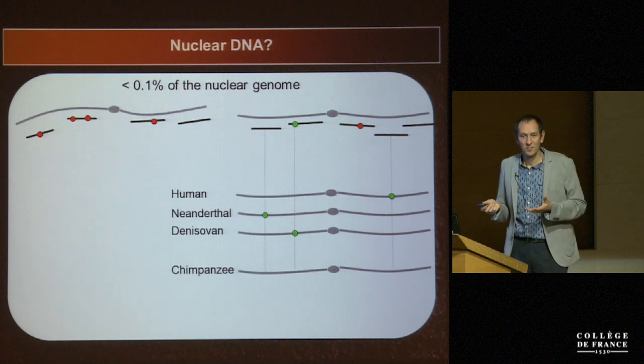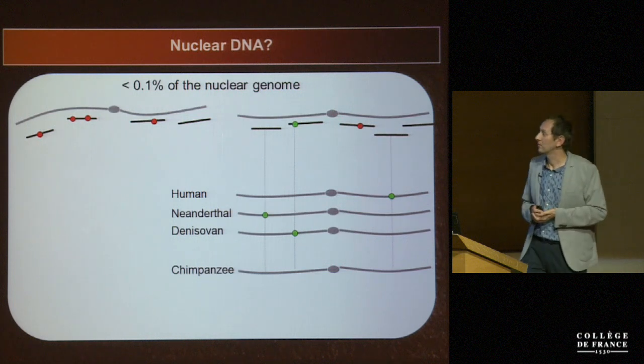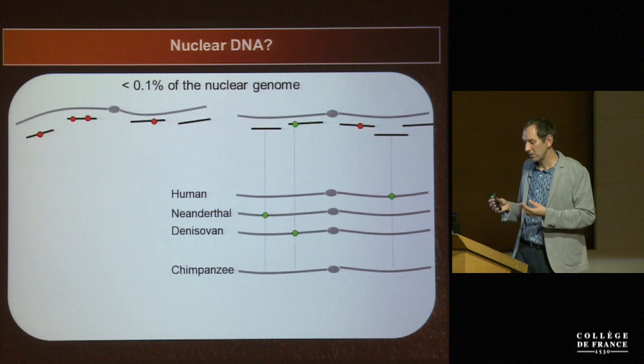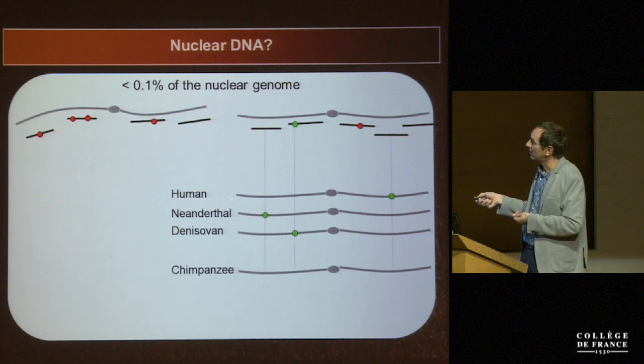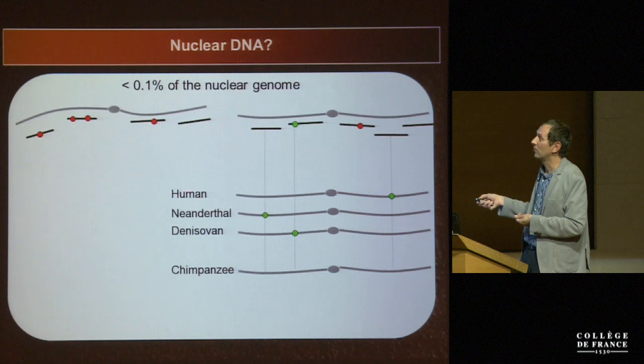And so how can you make use of these sequences? How can you learn something from them? And what you can do then is use a trick, and first make use of the fact that we do have high-quality genome sequences from all human groups, from present-day humans, from Neanderthals, from Denisovans, and also from the chimpanzee as an outgroup.